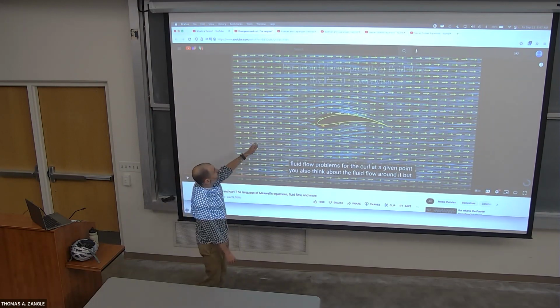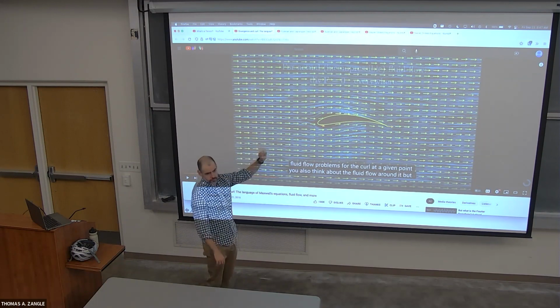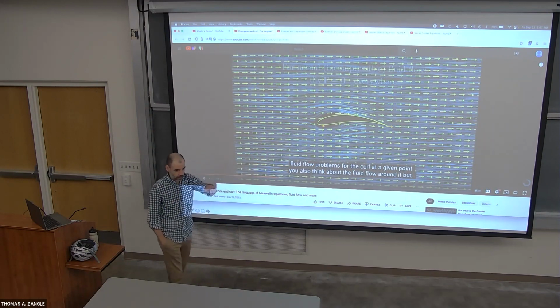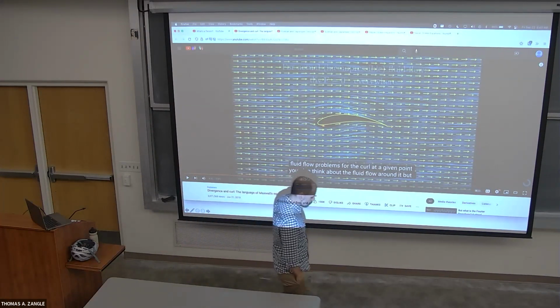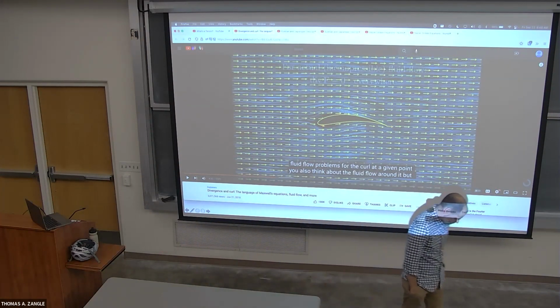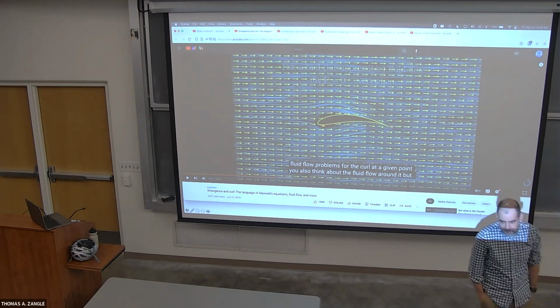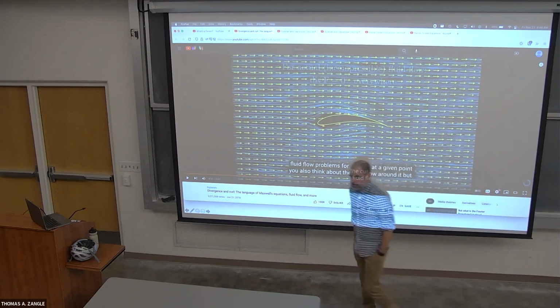Okay, this is one of the key equations in our full expression of the conservation of mass. The divergence of velocity is equal to 0 if the fluid is incompressible. Any questions on this?